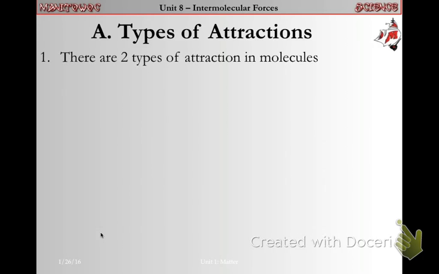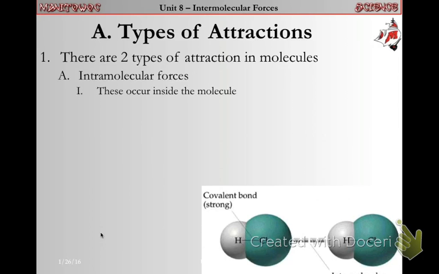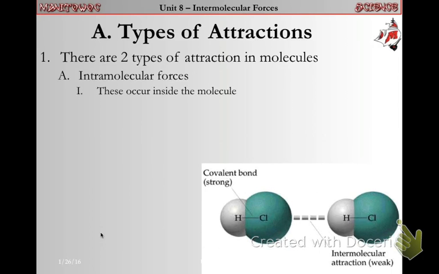So the two types of attractions within molecules are intramolecular forces. These occur inside the molecule itself. So if we have a hydrogen chloride molecule floating around, the intramolecular force is the covalent bond that connects the hydrogen and the chlorine atoms. Those two stick together to one another, and they form a more stable molecule in hydrogen chloride.